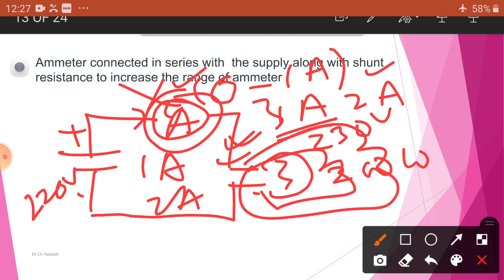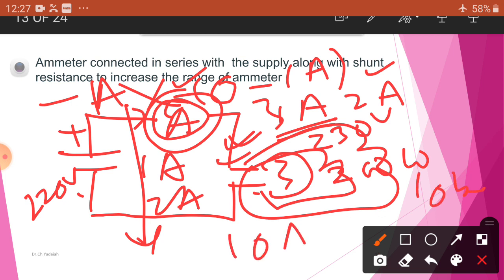So what to do? How to measure these values? With the same 1 ampere ammeter, I want to measure nearly 10 bulbs, that means 10 amperes. What to do? I can do it with the help of some extra fitting. I connect some shunt, a very low resistance, in parallel with our meter, so I can extend the current range up to 10 amperes.